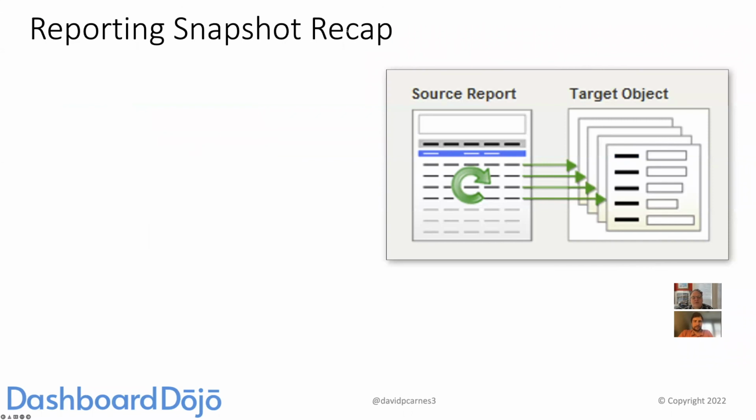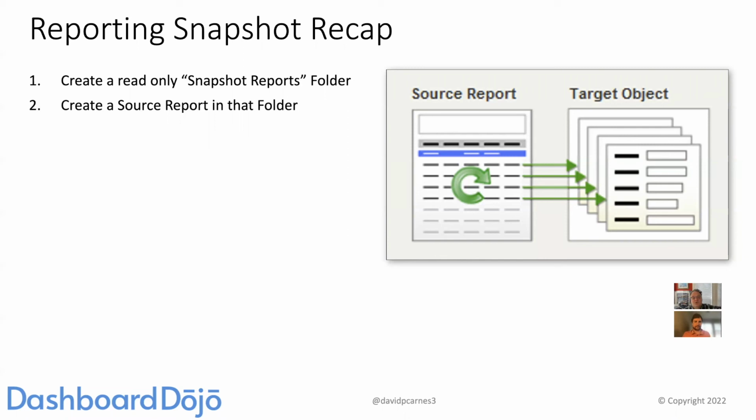All right, so just a quick recap. You're going to create a read-only snapshot report folder to put their source report in. You're going to create a source report in that folder, and it's going to have the columns that are going to support trending for you.